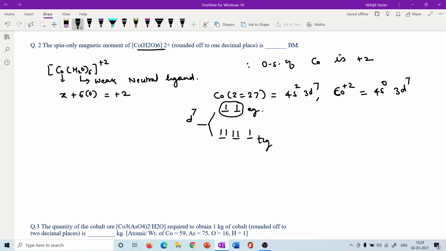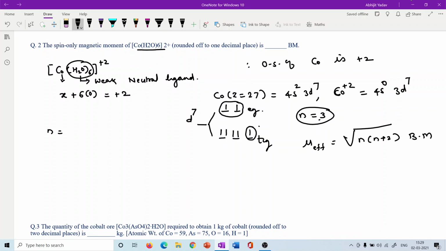Water is a weak ligand, so it does not repel the electrons in the d orbital. That means it contains three unpaired electrons. The number of unpaired electrons is 3, so we are going to use the formula mu effective is equal to the square root of n into n plus 2 BM. If n is equal to 3, mu effective is 3.9 BM. So this is my correct answer.